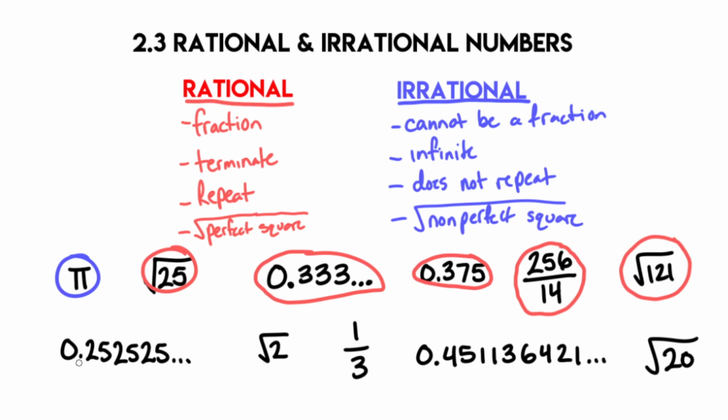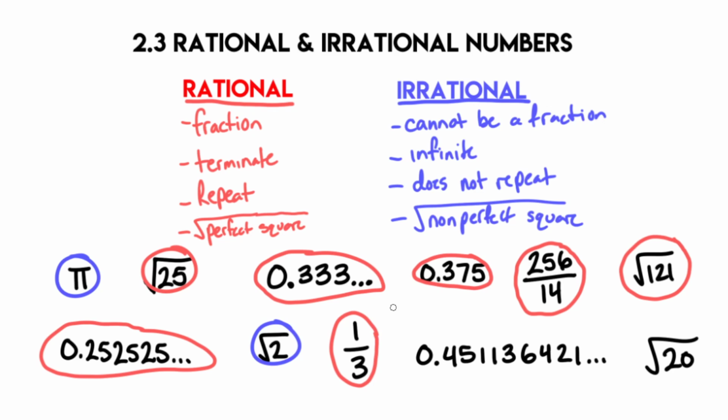Down here we have 0.252525. Again, this is very similar to the 0.333. This is a repeating decimal, so that is going to be a rational number. The square root of 2. 2 is not a perfect square, so this is the square root of a non-perfect square, so the square root of 2 is irrational. This is going to cause a number that will go on into infinity. 1/3, again, any fraction is going to be rational.